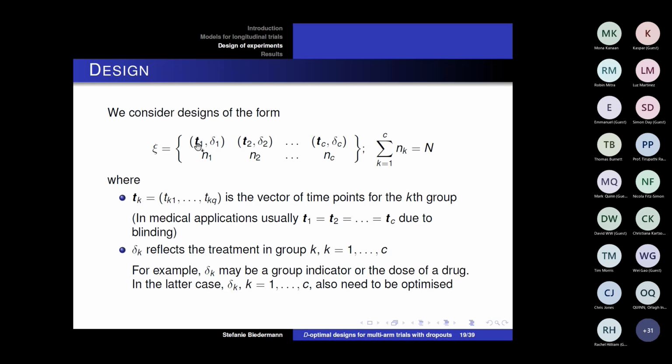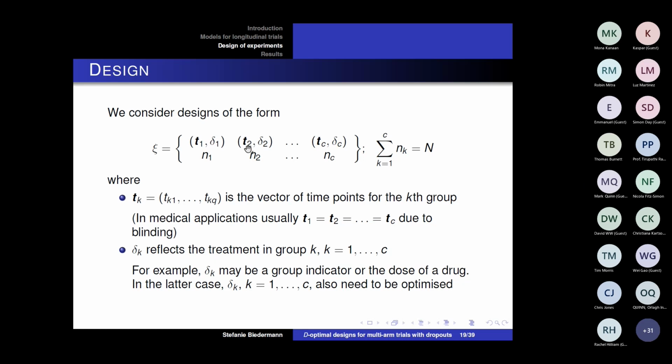So first we've got these t_k's, which are vectors of time points for the k-th group. And in most medical applications, we would have that all t_k's are actually equal. But in other applications, such as in chemical experimentation, we could have different time points for different types of experiments.